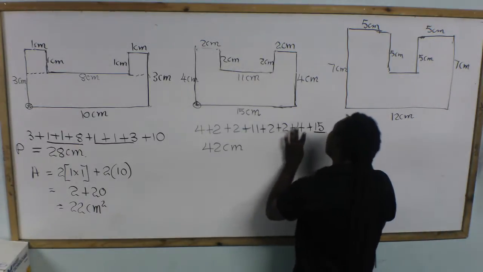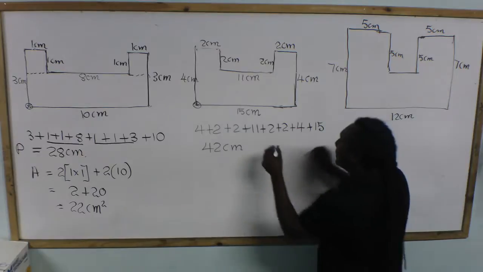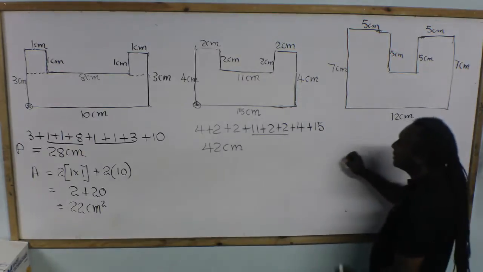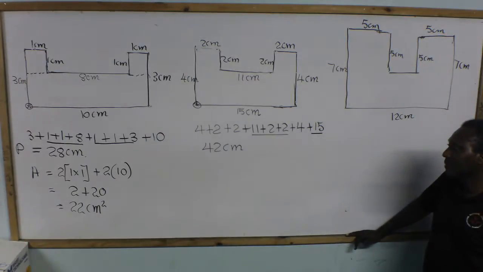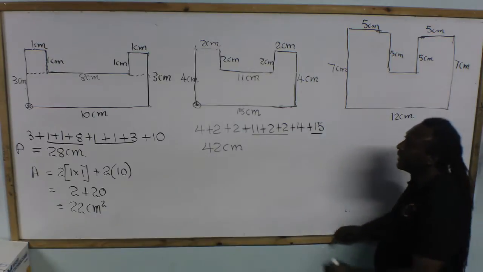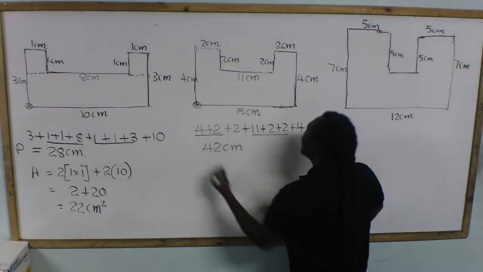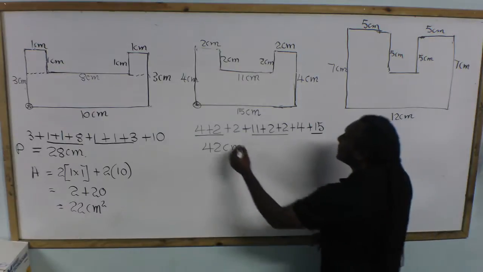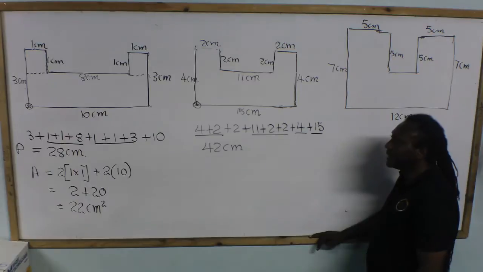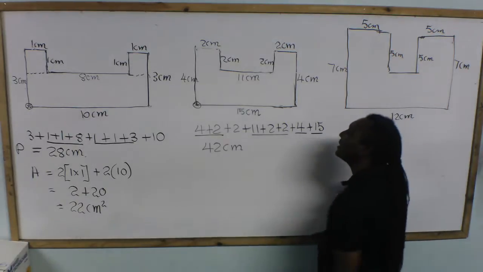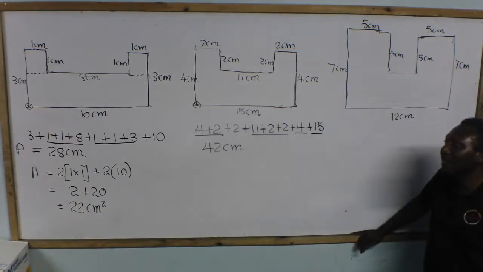We're going to add those quickly. This turns out to be 15 along with this. So that's 30. So here we have 6. So we have 30 already. Here we have 6 plus 4 is 10. So that's 40. And then we have another 2 right there. So that's 42 centimeters. And that's our perimeter.